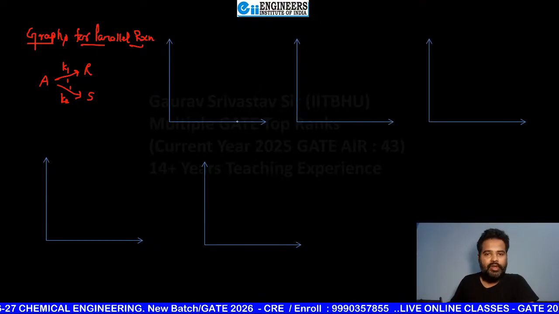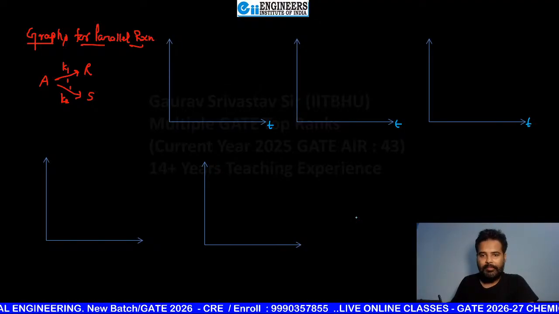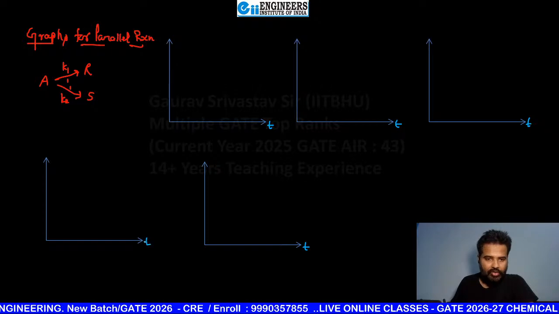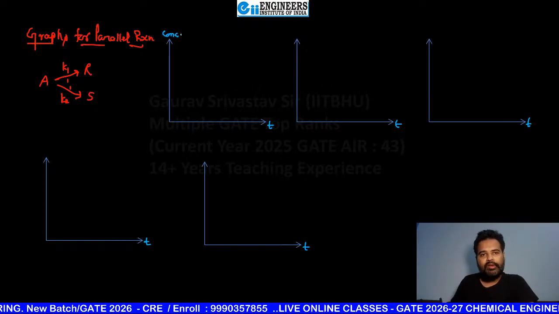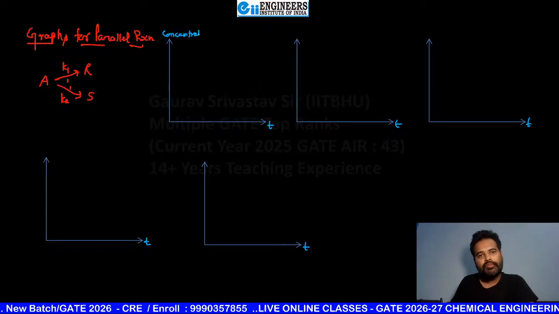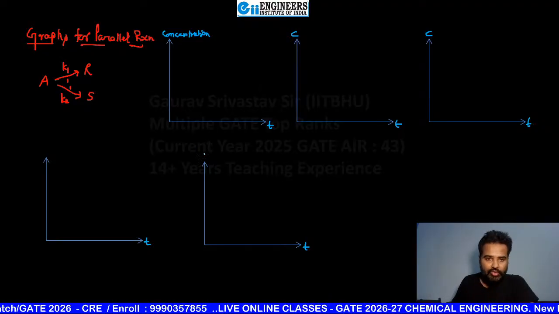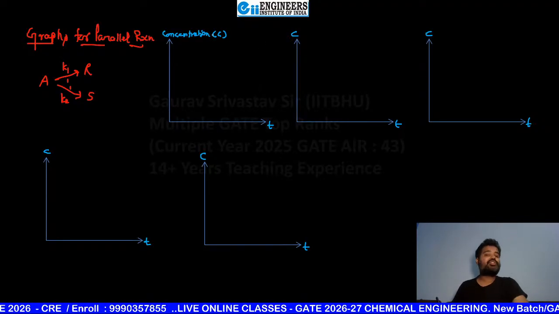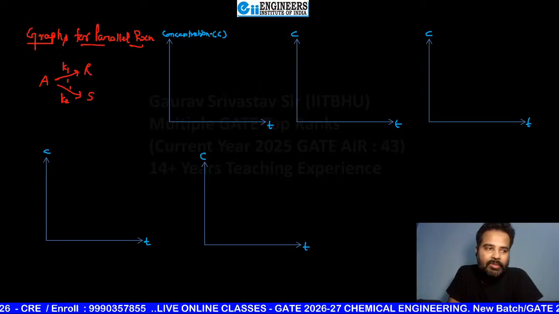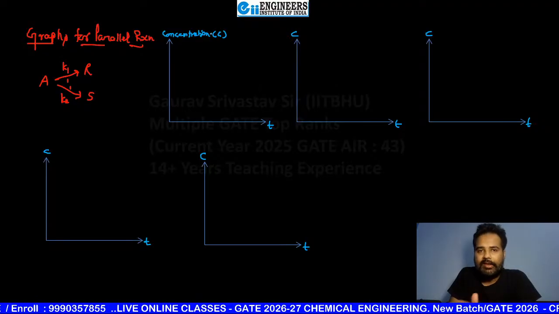Between concentration and time: on this axis is time, here also time, here also time, and on this side concentration, here also concentration, everywhere concentration. Whose concentration? It may be A, it may be R, it may be S. That means on the same graph you are going to make how the concentrations of A, R, S change with time.